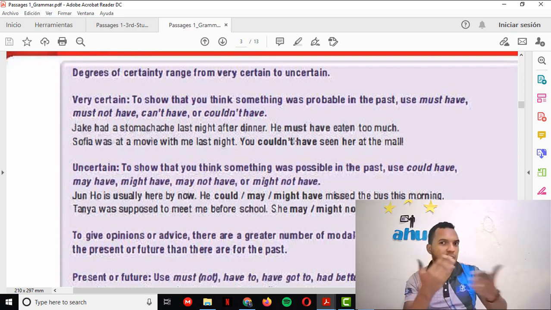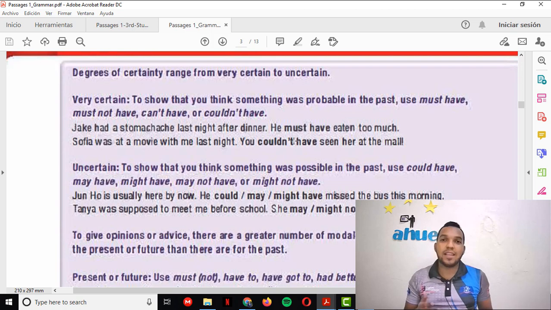How is that possible? Okay, so I am totally sure that what you are telling me is not true because he was with me. All right, so that is an example of a situation where you can use it. When you are totally sure, you can use those modal verbs: must have, couldn't have, can't have.